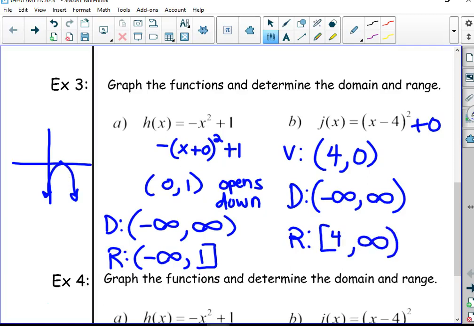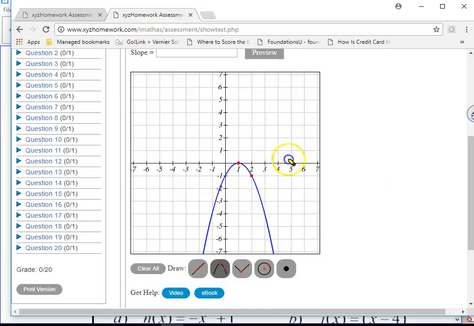Let me show you how we graph that one. Okay, so I'm going to start with my vertex at 4. I can put a point either here or here, and there's my parabola.